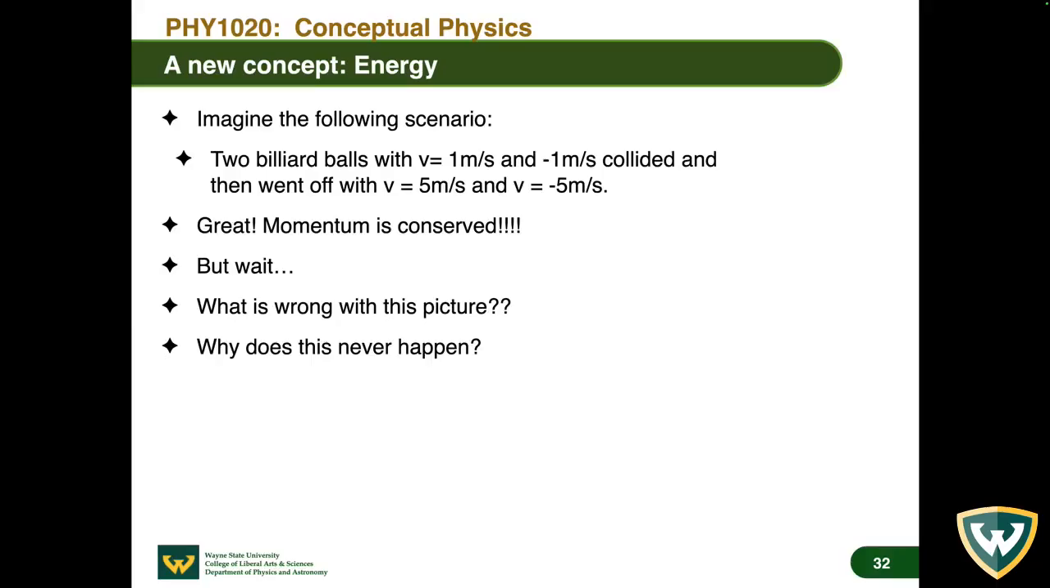Well, we're told that one ball goes at 5 meters per second, whereas the other goes at -5. So the total momentum after the collision is still 0. So this does not violate the law of conservation of momentum. But it's kind of weird, right? Because you have two balls that are moving at 1 meter per second each, and then they collide. And after the collision, now they go faster. Have you ever experienced something like this?